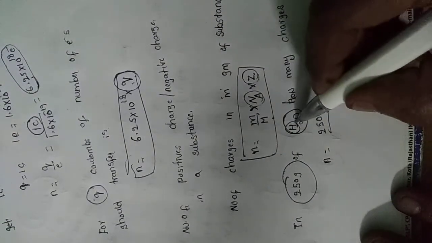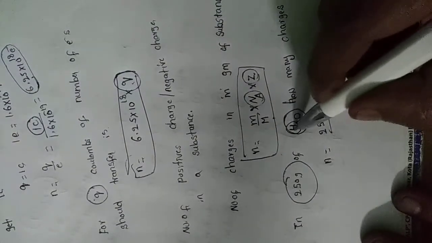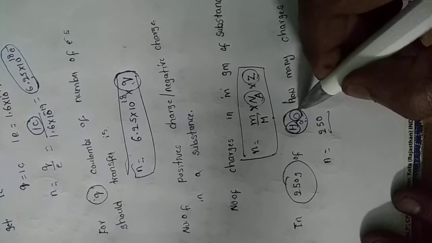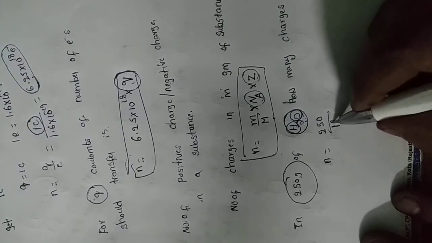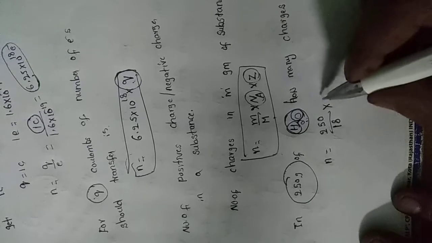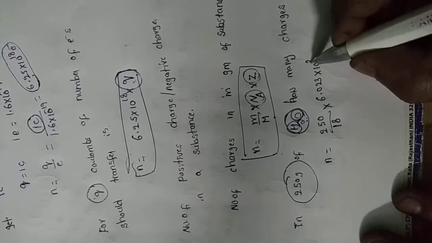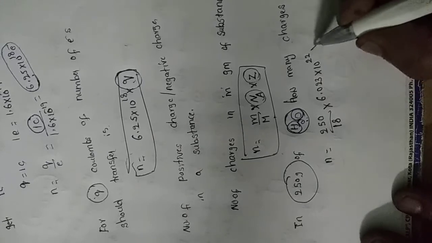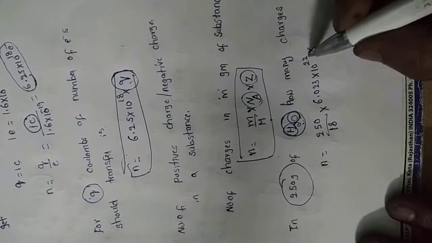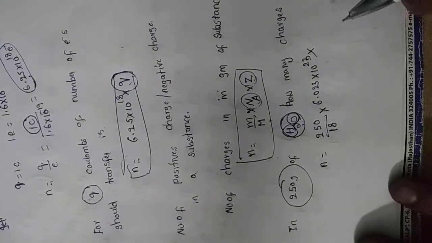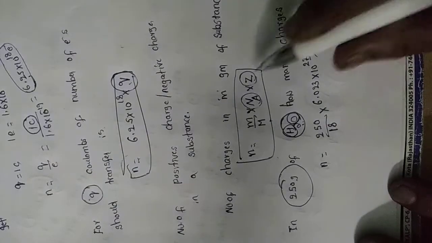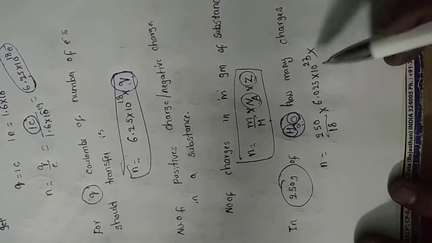Mass of hydrogen is what? 1. How many molecules are there? 2. 2 into 1, 2. Molecular mass of oxygen, 16. 2 plus 16, 18. Avogadro number approximately 6.023 into 10 raised to 23. Next, charge.